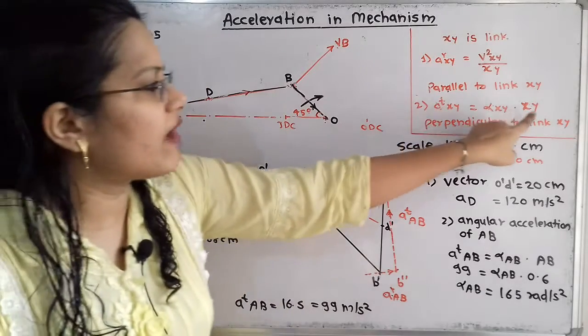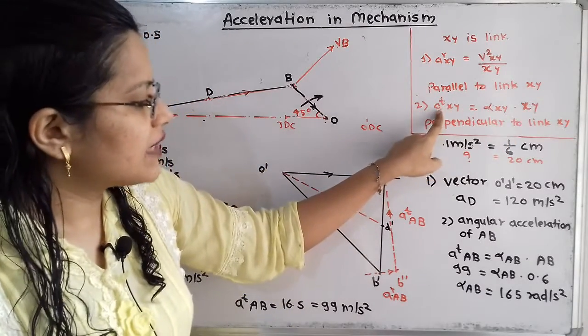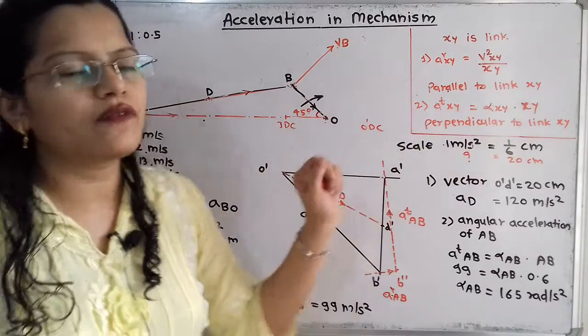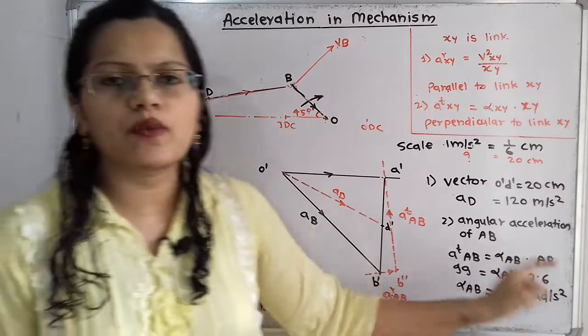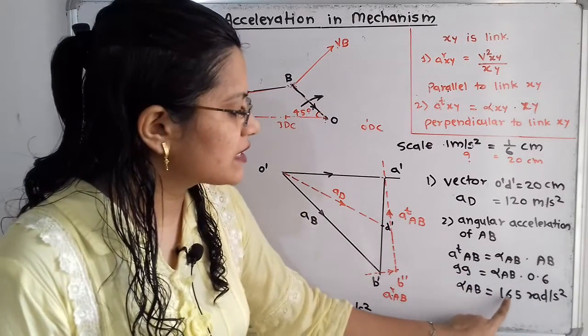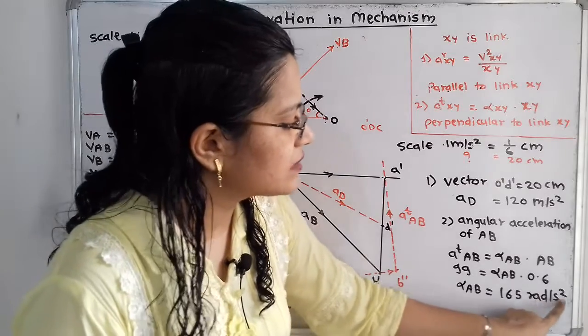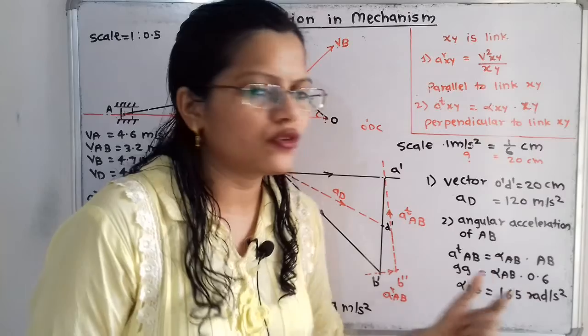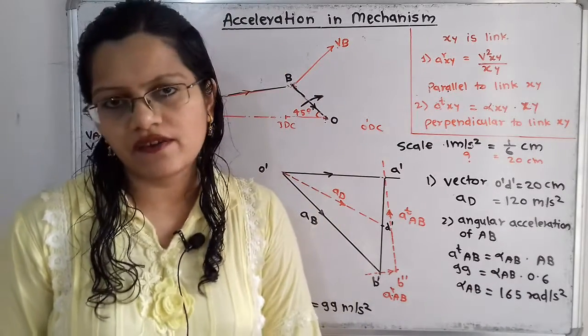If we put the values in this formula, then 99 is equal to alpha AB multiplied by the length of AB. The length of AB is 0.6 meter. When we calculate this, we get alpha AB equal to 165 radians per second square. So this is the magnitude of the angular acceleration alpha.